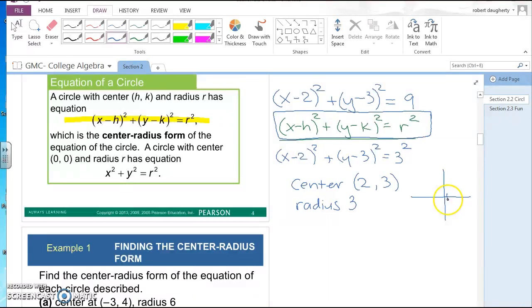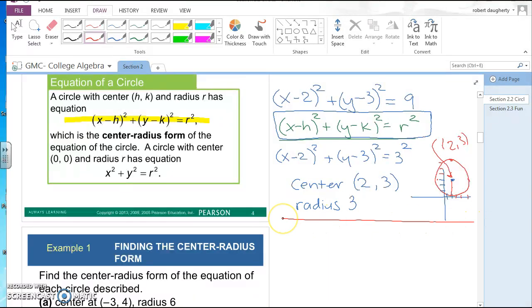If I were to graph this, I go over 2 and up 3. That's the center of my circle. If it has a radius of 3, then I go down 3, over 3, up 3, and to the left 3, and that would be what this circle looks like. So the center of this circle is (2, 3), that's this point right here, and a radius of 3. So that's the equation of a circle.